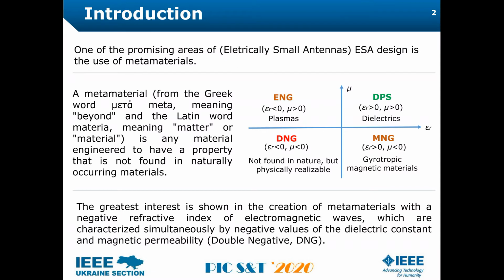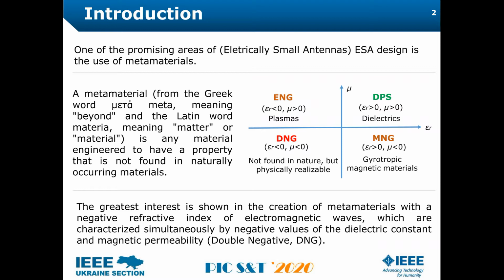Telecommunication miniaturization trends have intensified the search of approaches to the creation of electrically small antennas. At the same time, the technologies of microstrip antennas have reached their limits in terms of reducing the dimensions of microwave devices. As a result, one of the promising areas of ESA design is the use of metamaterials.